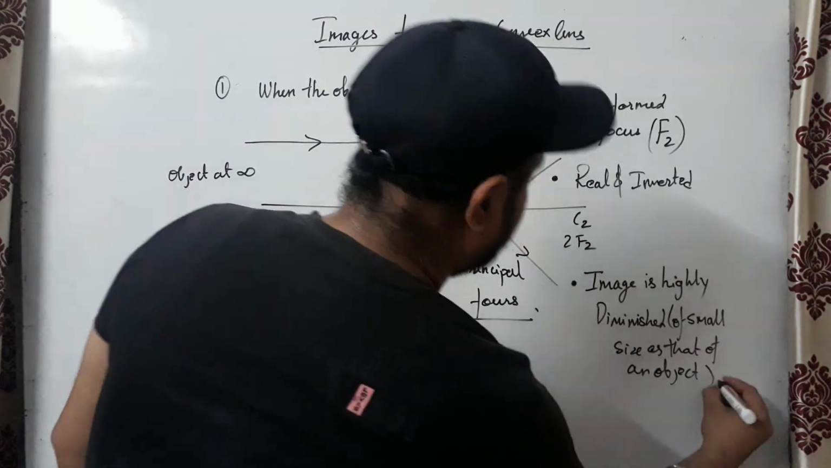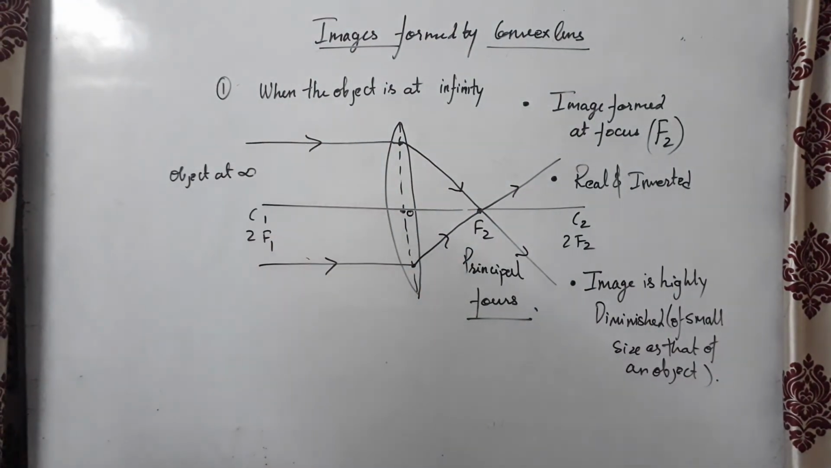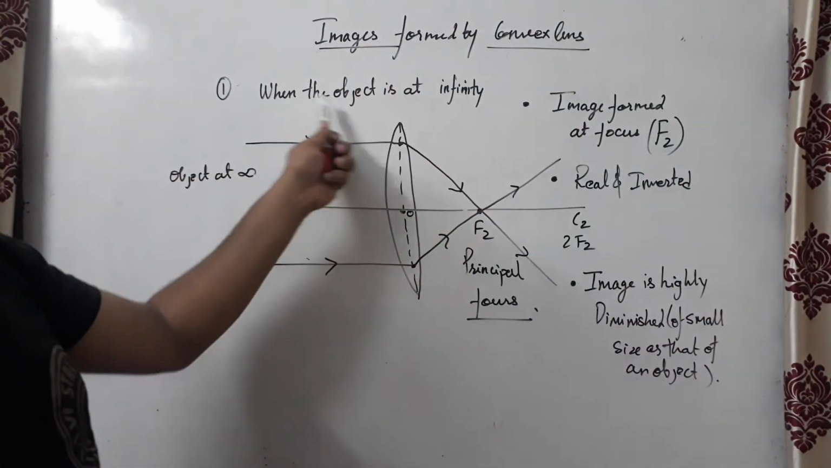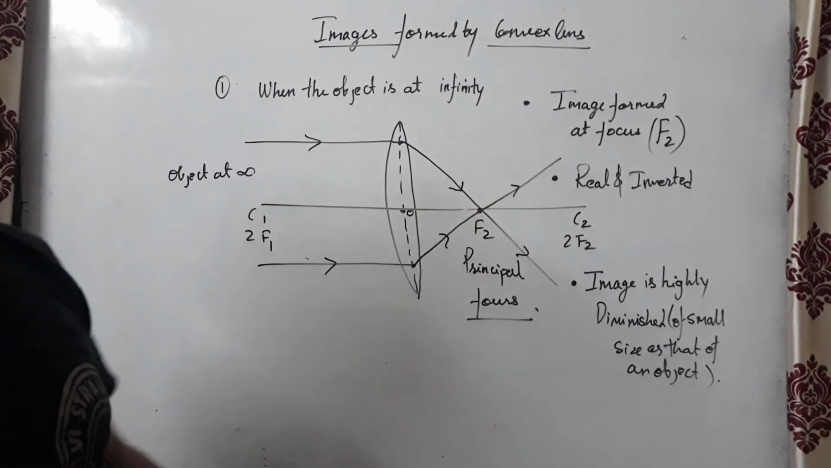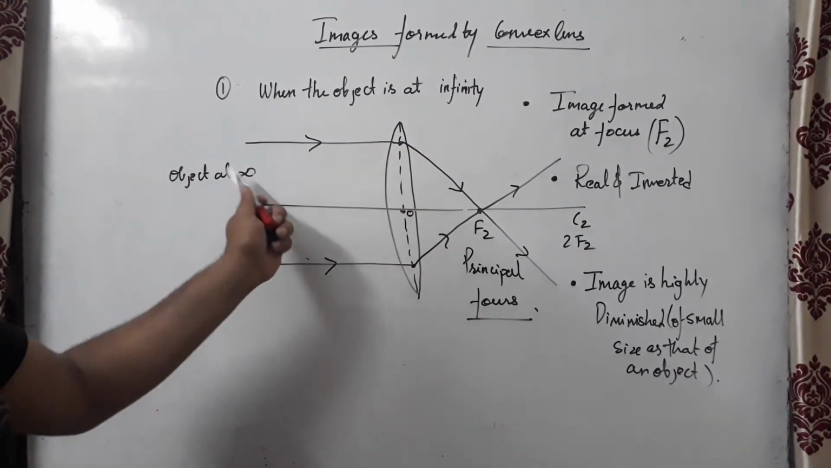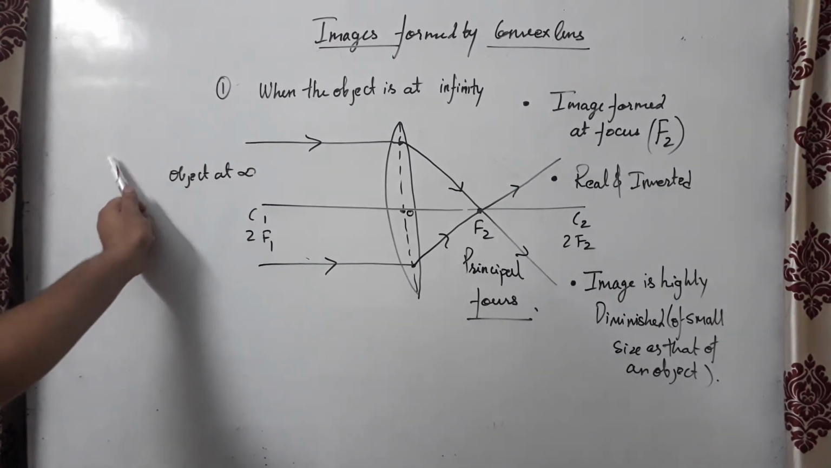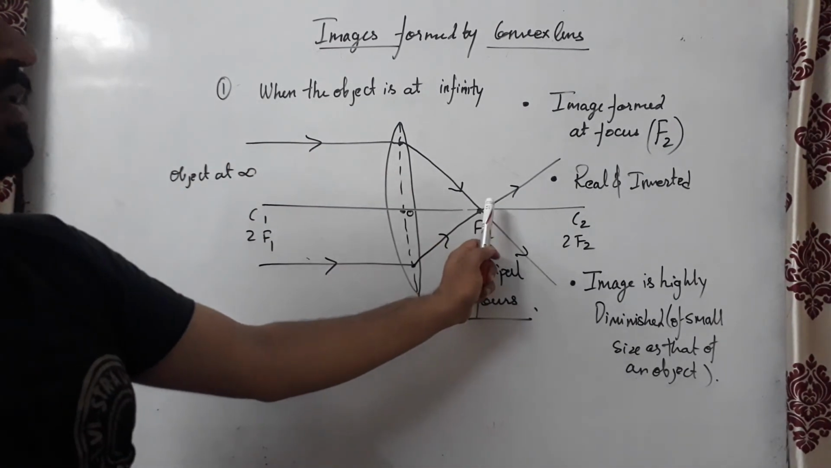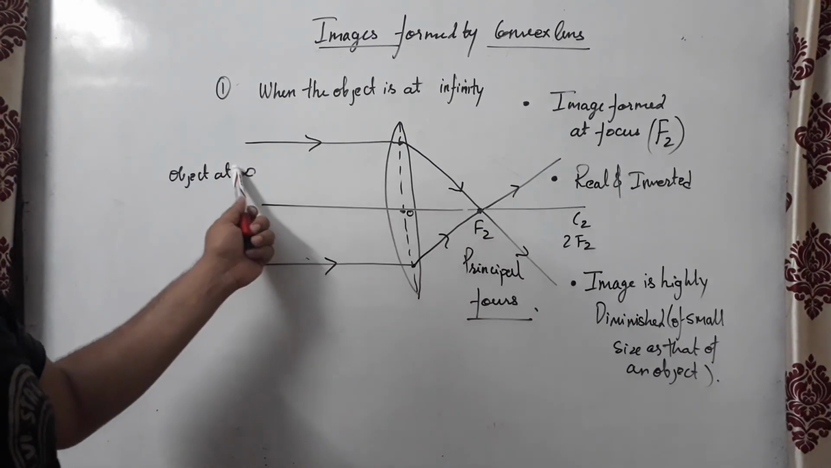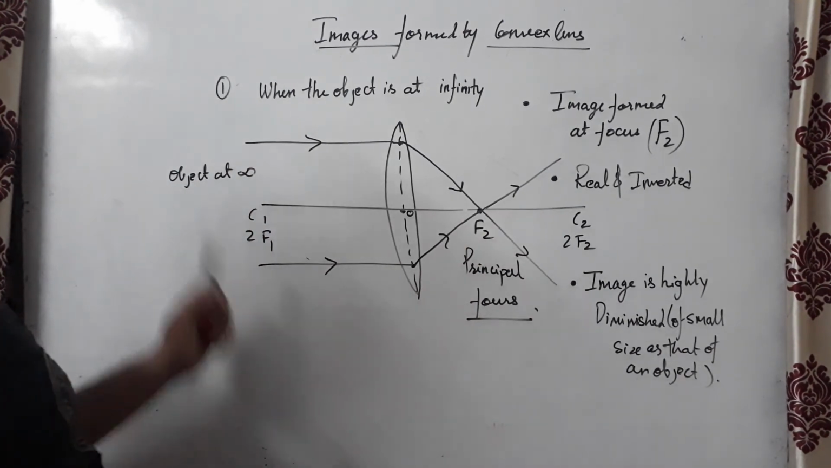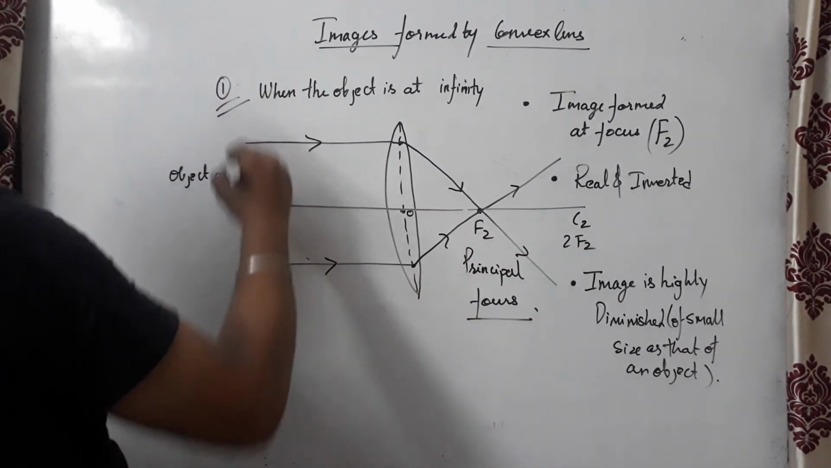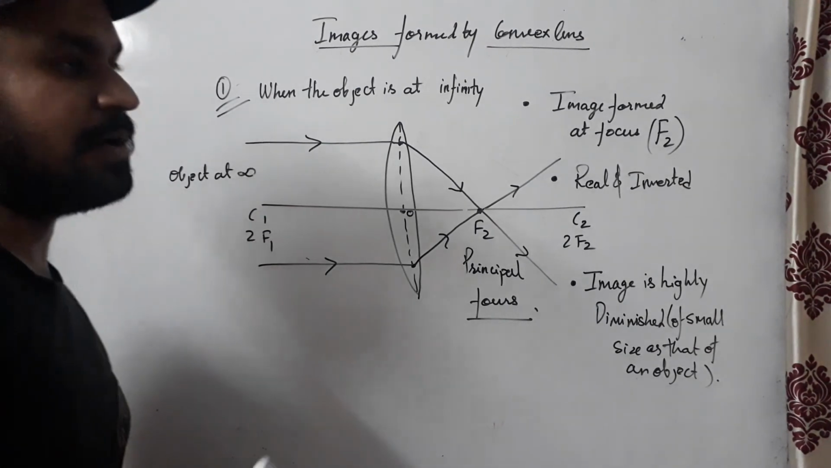This is the first particular image drawn by us when the object is placed at infinity in front of the convex lens. Always remember, we will always take the object on the left side. If the real image is formed, it will be formed on the right side. If it would be virtual, then it will be formed on the same side as that of the object. So this we have done, the first image case. Now we will be doing the second one.